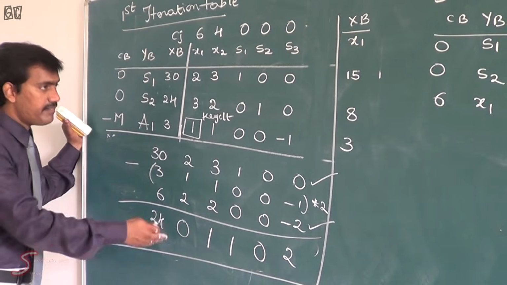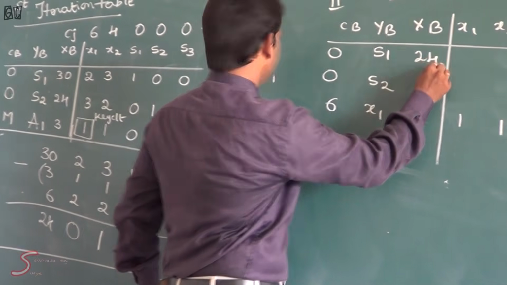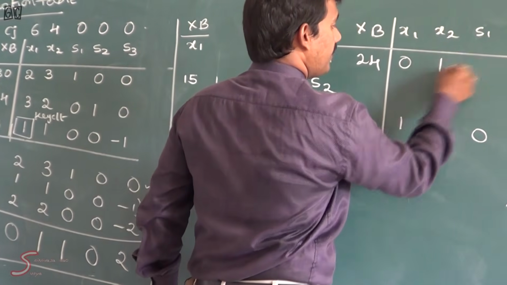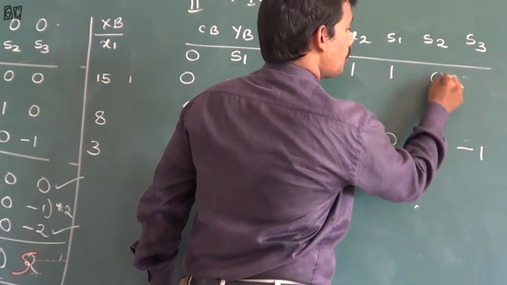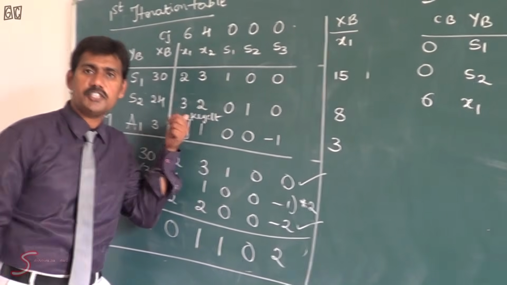I am writing this entire row in the first row. That is 24, 0, 1, 1, 0, 2. Clear? Now we have to make this 3 as 0.